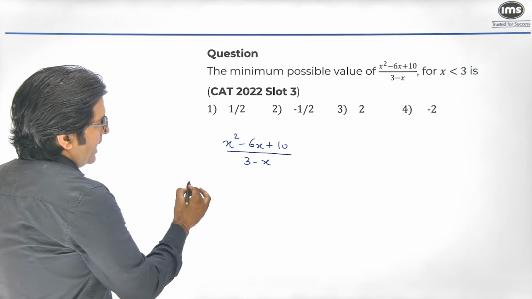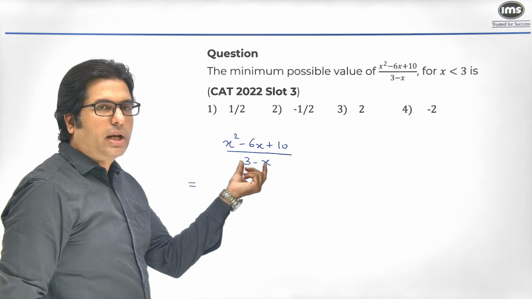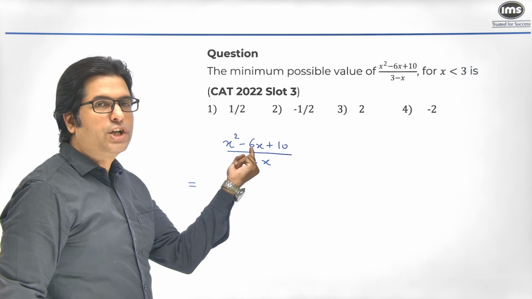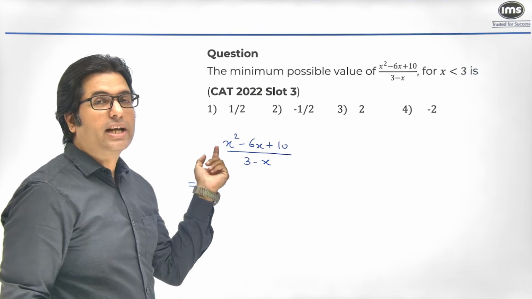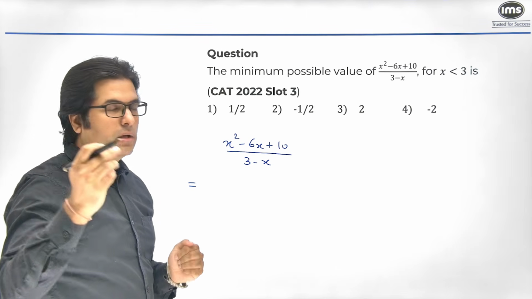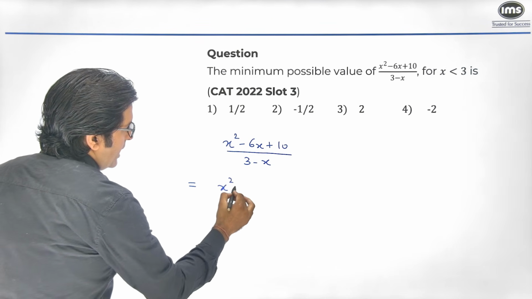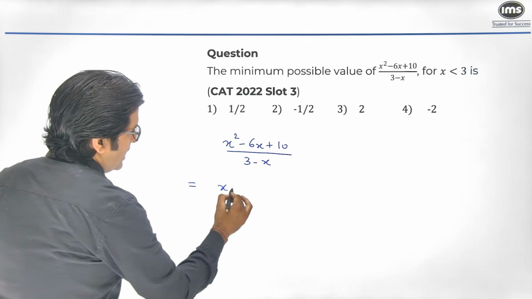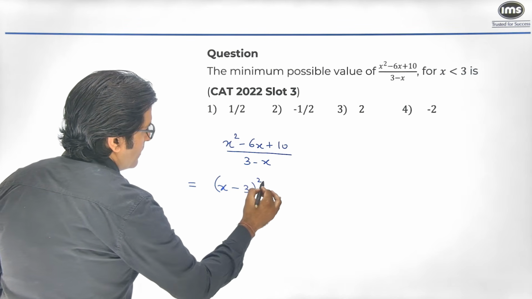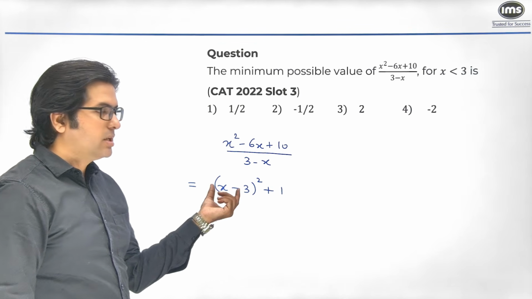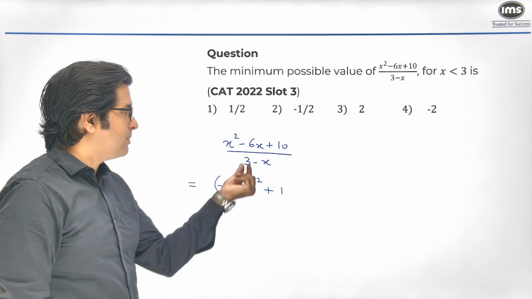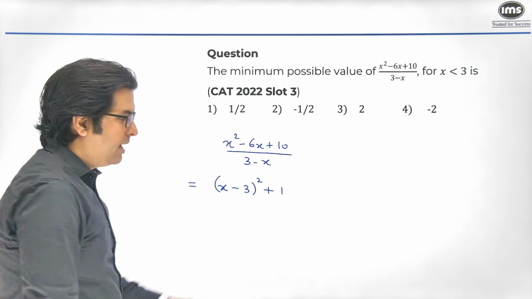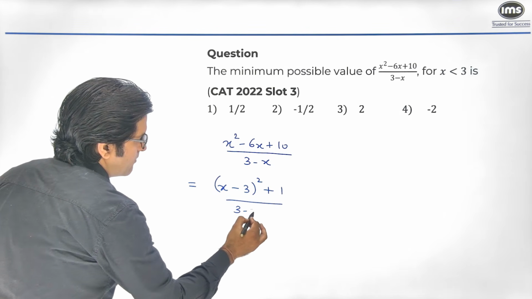Can I simplify it and say that because I want 3 minus x, let's convert this to some whole square. So the coefficient of x is 6, half of it is 3. So I can convert it to x minus 3 whole square. I can directly write this as x minus 3 whole square plus 1. Why? Because we can have x square minus 6x plus 9. But effectively the numerator was 10, so I've added 1 separately and then divided by 3 minus x.